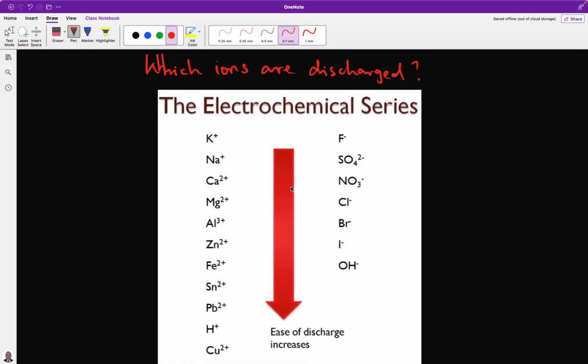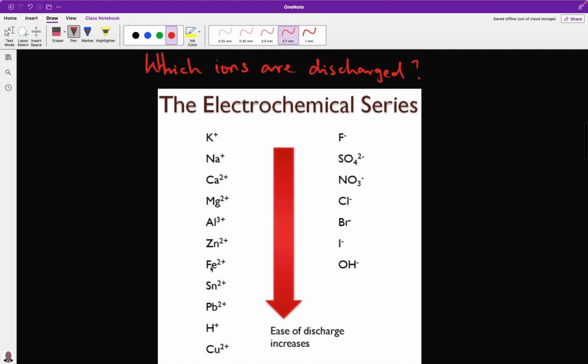The ions that are discharged on the cathode or at the anode will depend on their position in the electrochemical series. This is a chart of the electrochemical series. The cations are arranged and the anions are arranged. The cations begin from potassium right down to silver. This is the ease with which they give electrons.